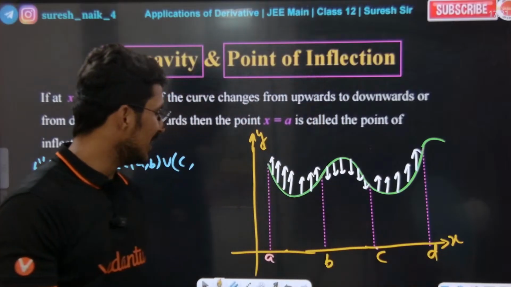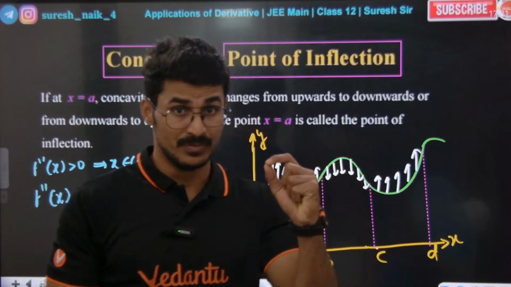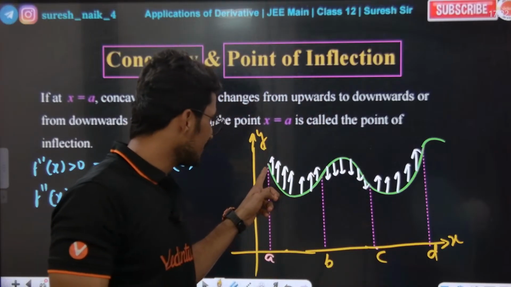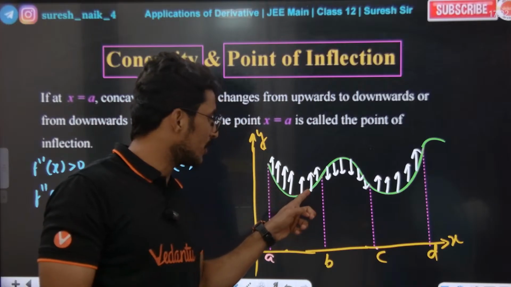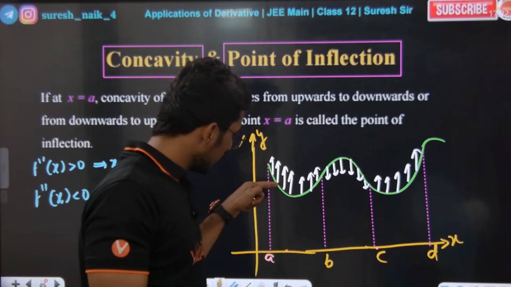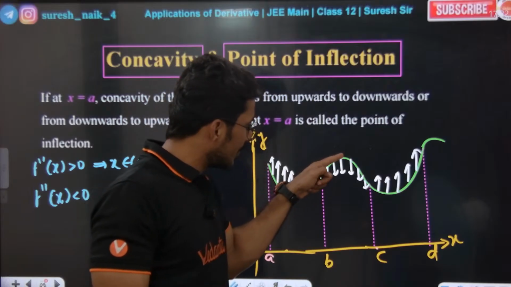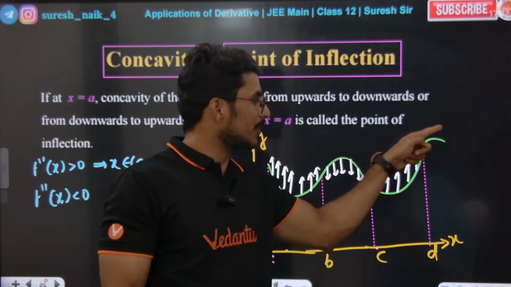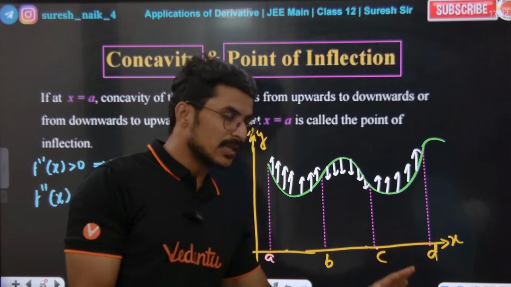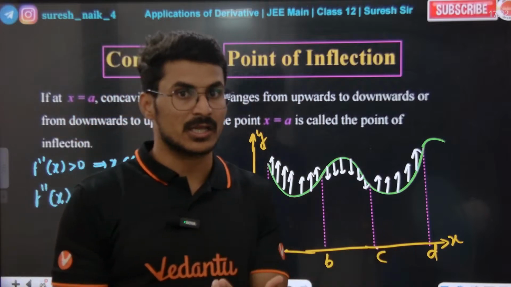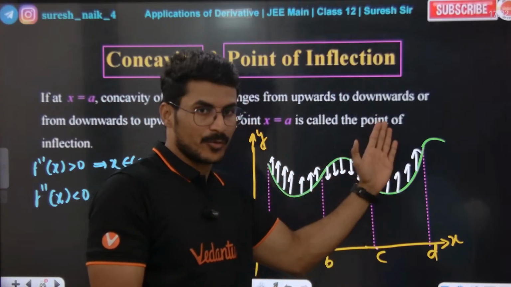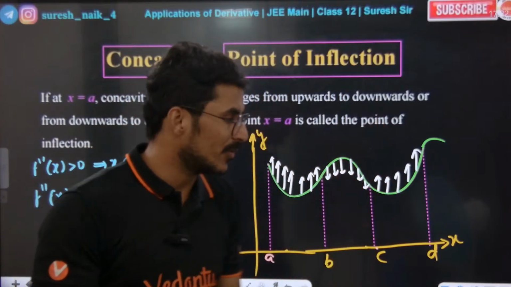What is this ABCD? ABCD are the points where the concavity changes. See, at A, how is the graph after A? Downward, downward. Then the graph is coming upward. Again it started coming up, and after D again it started coming down. So A, B, C, D are the points where the concavity of the graph changes. Concavity means shape: concavity upward, concavity downward, concavity upward. Where it changes, that is what I'm trying to say.